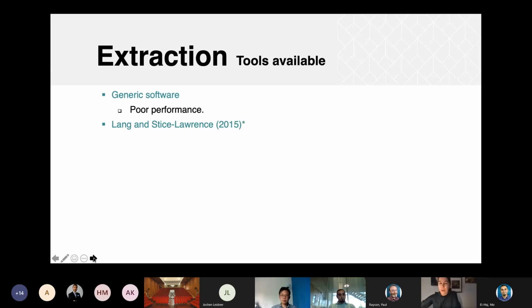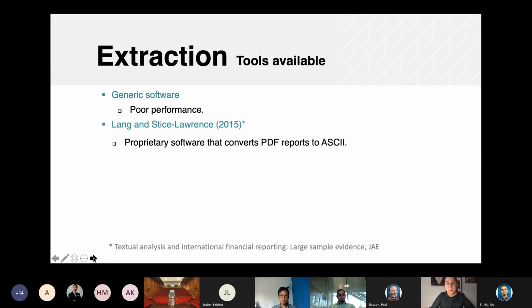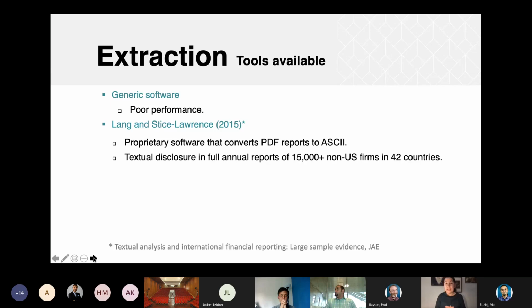One large-scale, kind of mass extraction of annual reports was done by Lang and Stice-Lawrence in 2015. So what they did was they developed proprietary software to convert the annual reports in PDF format to ASCII format, and then they were able to do their analysis. And they applied this extraction to a huge data set, a huge corpus. They looked at 15,000 plus non-US firms in 42 countries.